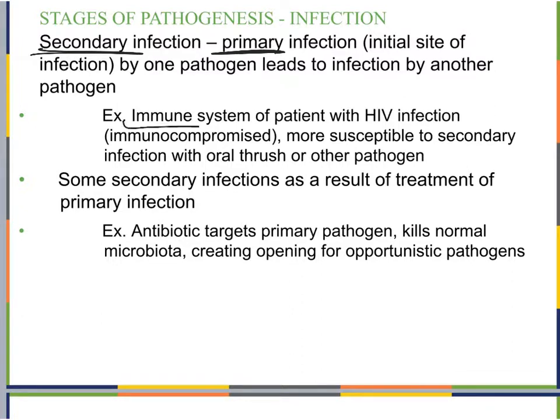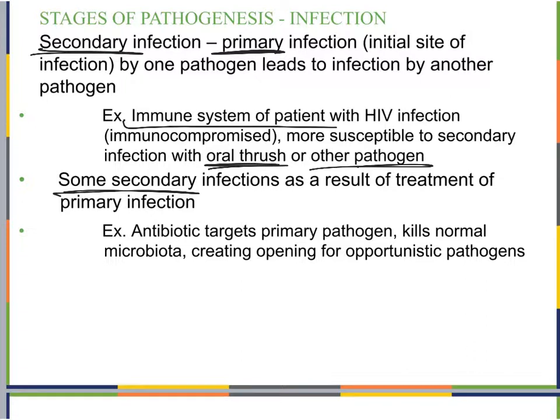So, for example, the immune system of a patient with HIV infection is immunocompromised, so they have their primary infection, which is by HIV, but then they're more susceptible to a secondary infection. So oftentimes we see secondary infections like oral thrush or some other pathogen in somebody that has HIV because their immune system is compromised, so they have a secondary infection as well.